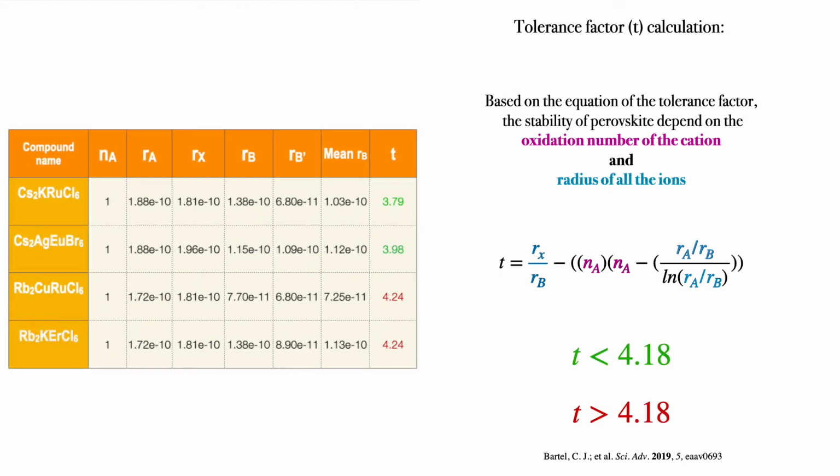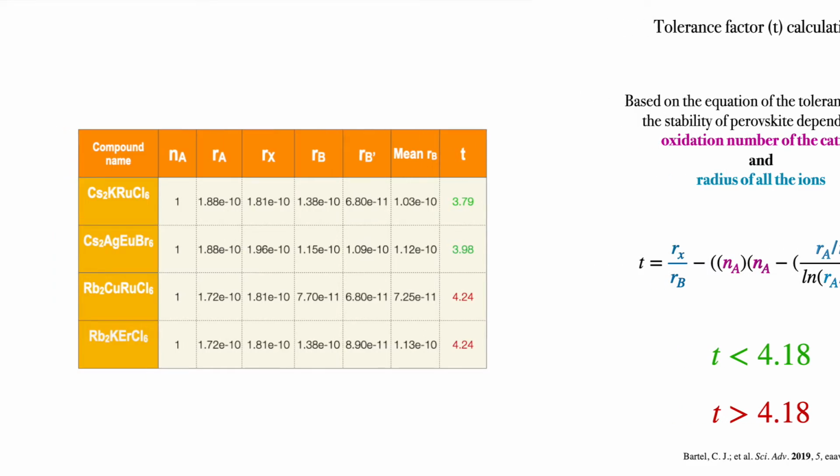Here I am showing you just some of the tolerance factor calculations of double perovskite that I calculated. Based on this new tolerance factor, if the answer is less than 4.18, it means that it's a great possibility that the perovskite is going to be stable. However, if we get a value higher than 4.18, there is a great chance that our crystal will not be stable.